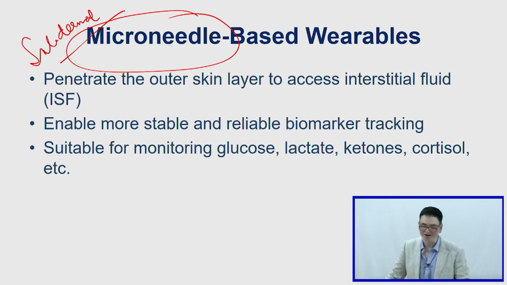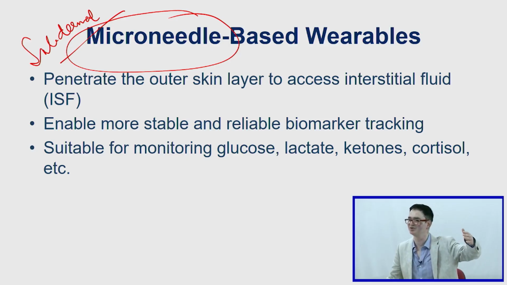Now, when I talk about microneedle or subdermal wearable devices, we're talking about devices that will penetrate the outer layer of the skin and access your skin interstitial fluid in a minimally invasive manner. Okay. Now, sweat comes above the skin. Skin interstitial fluid stays underneath. You need to understand that the skin interstitial fluid is in constant equilibration with your venous blood through a layer of subvascular plexus. I'll be showing you some slides. These will enable more stable and reliable biomarker tracking.